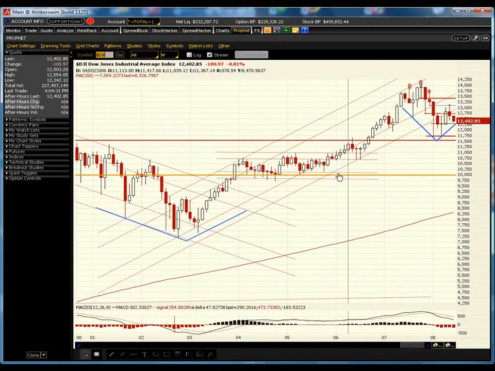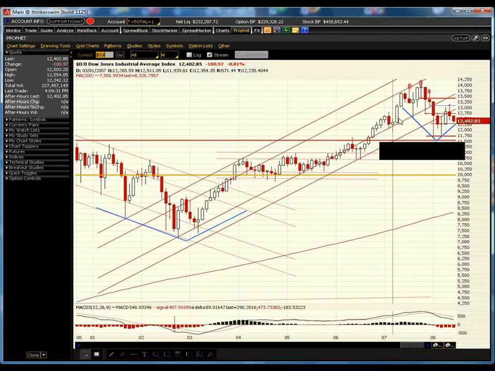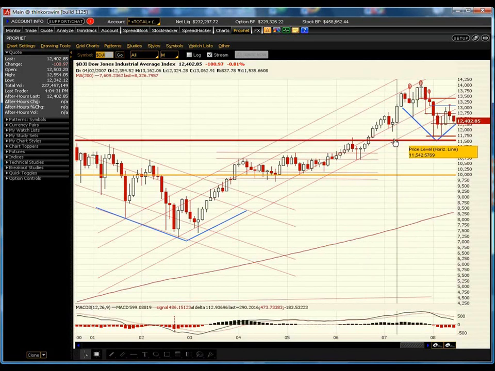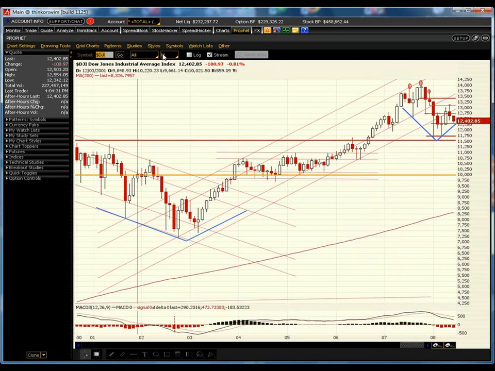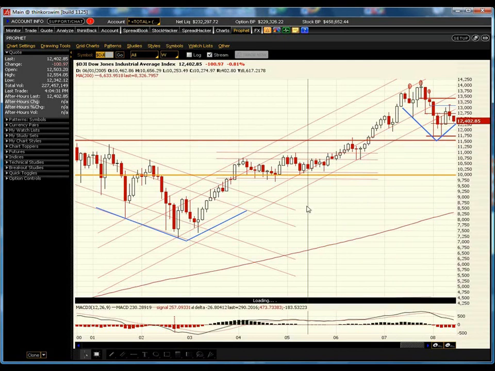Where does that leave us? Well, we broke through that 11,500 level. That was just back at the end of 2006, and this is where we are today. We broke through that level, we came back up, and now let's take a look at these prices on a weekly basis.